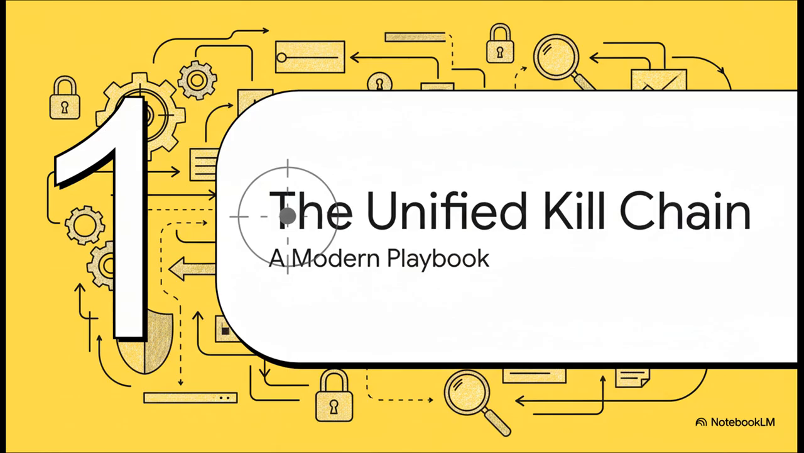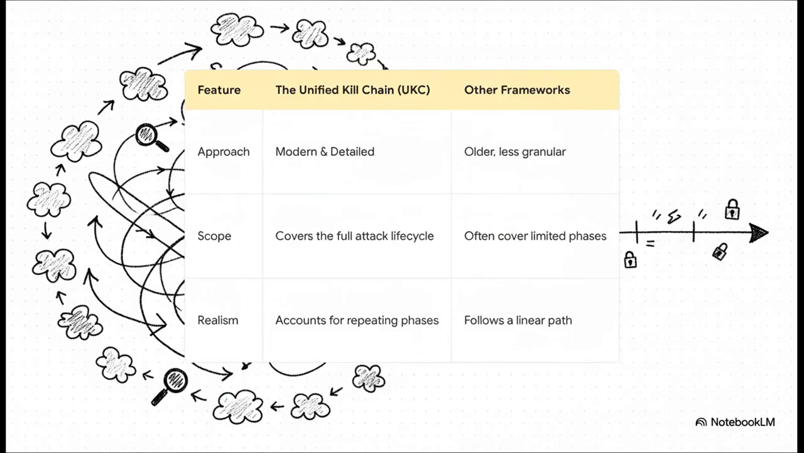All right, so let's get into the weeds here. We're going to focus on a specific, really modern framework that came out in 2017. It's called the Unified Kill Chain, or UKC for short. And think of this as the high-definition playbook for how a modern attack really goes down. So, what makes the UKC so special compared to older frameworks? Well, that's what's so cool about it.